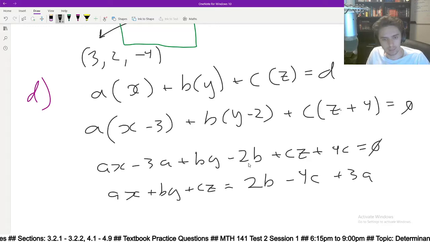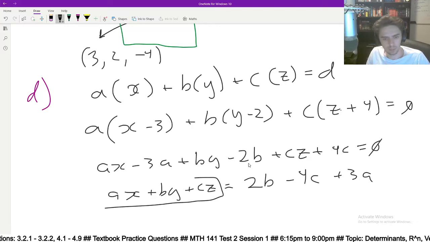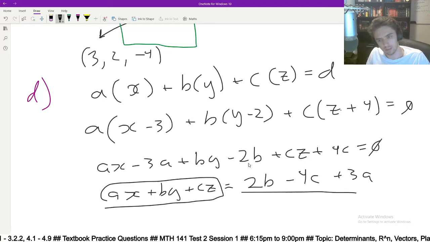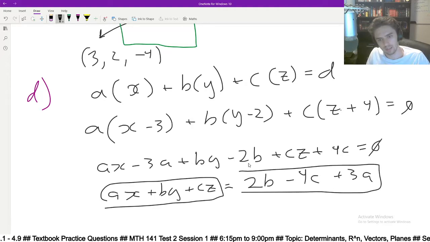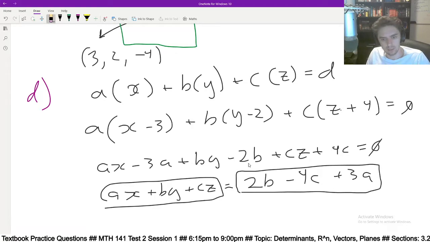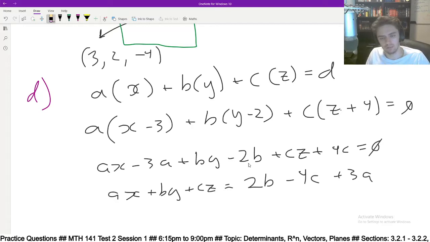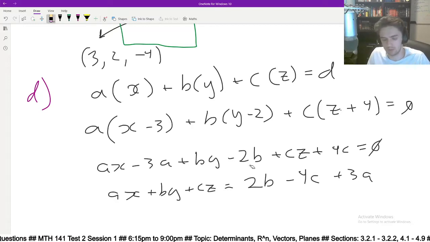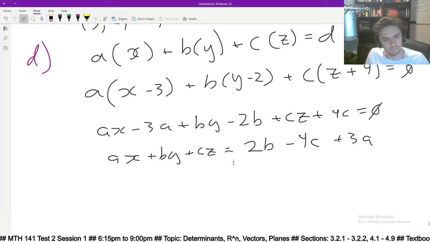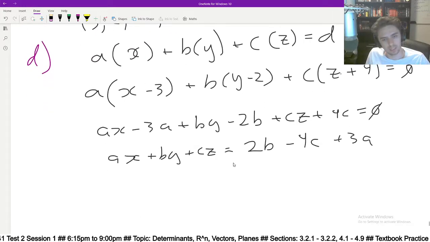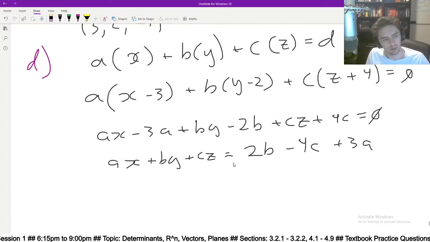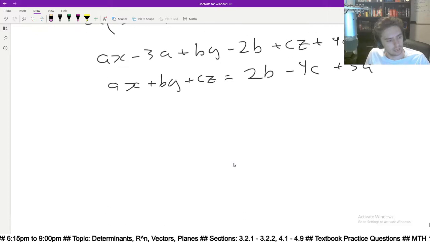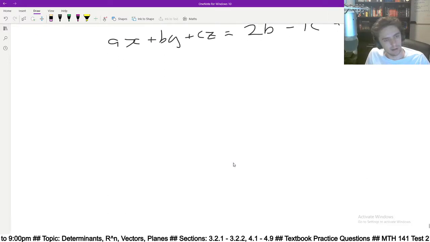So ax plus by plus cz, that's our plane with the normal ABC. And the constant is that combination of a, b, and c, which will create some number. So those are all the planes that contain 3, 2, negative 4. Let's try F.